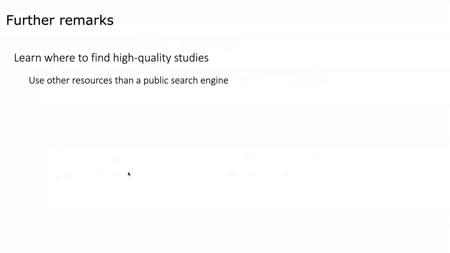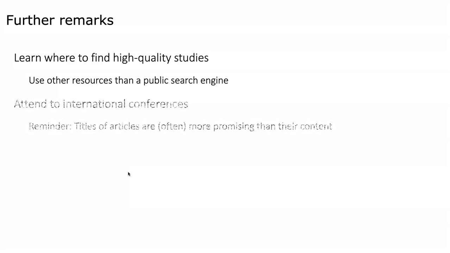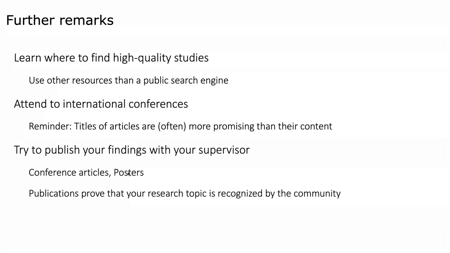For this, a few remarks to finish this lecture. Using a search engine is fine, but you should do more than that. You should learn how to find academic resources, and you should spend effort to attend international conferences. Don't be discouraged by titles of articles; usually titles are too much. You should read the content and see what message the article is giving. And if possible, you should talk to your supervisor. You will get an impression of whether your studies are publishable or not.